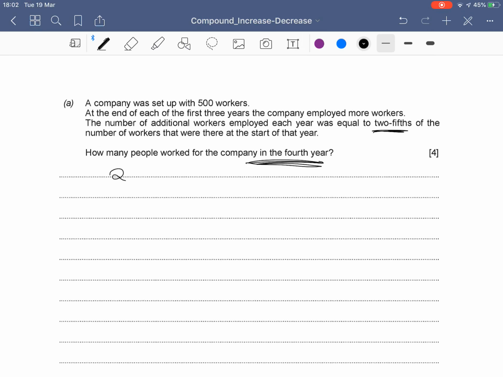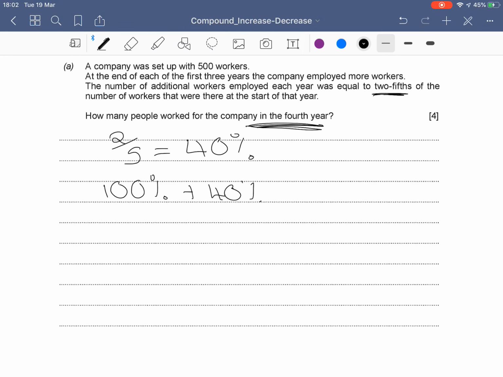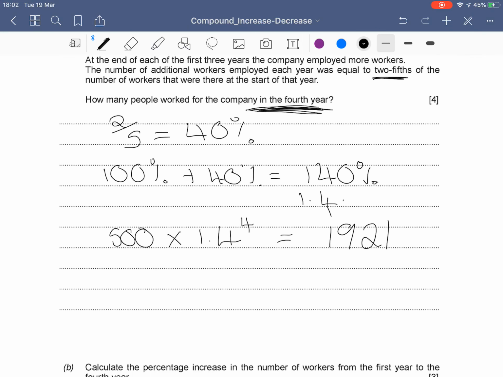So 2/5, we know that is equal to 40%. So they had that 100%, 500 workers, and they increase it by 40% each year. So that leaves them with 140% each year. So that's 1.4. So we know that we've got 500 workers, and we're going to times that by the 1.4, so it's increasing, and I'm assuming it's going to be the end of 4 years, so I'm going to put that to the power of 4, and that should give us 1,921 workers.